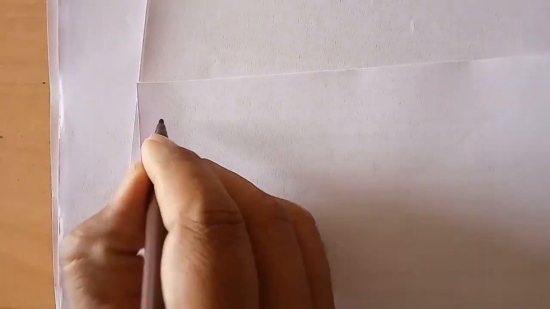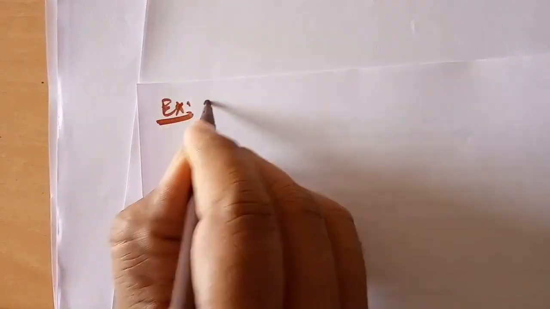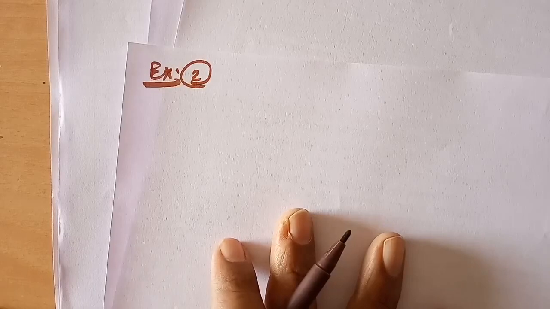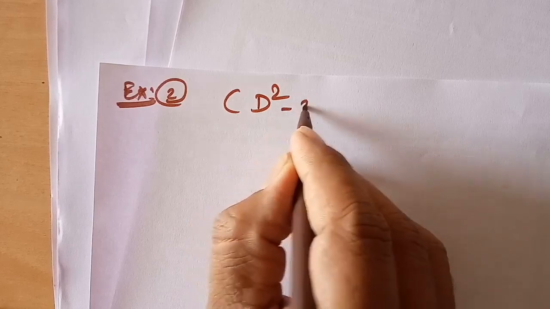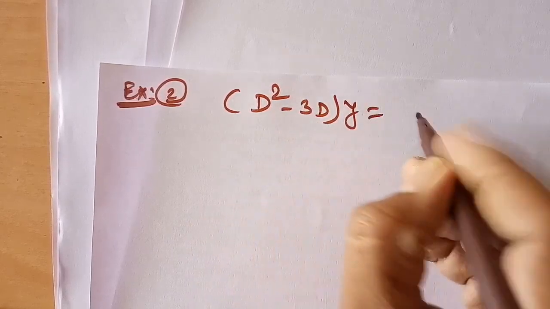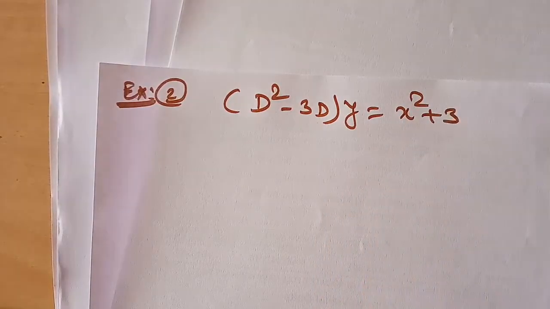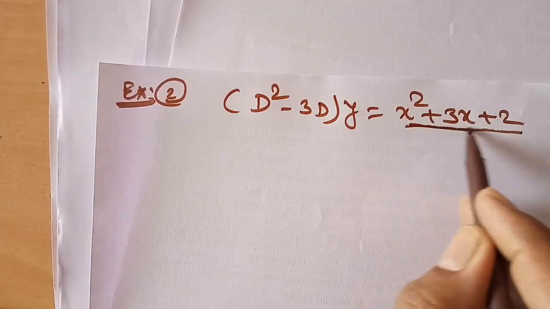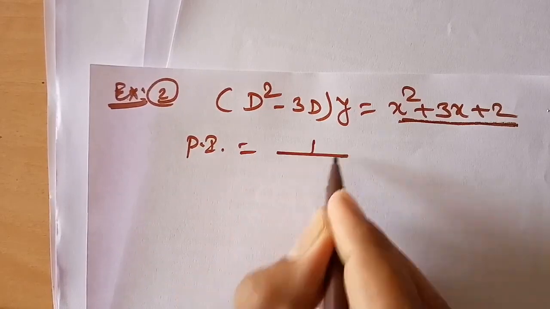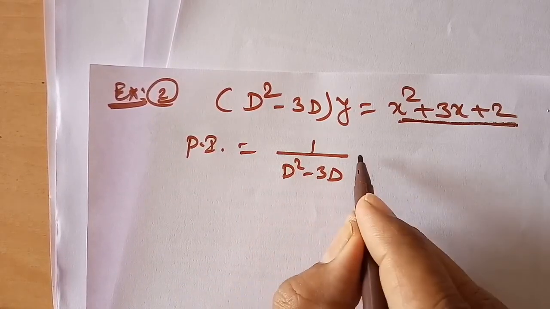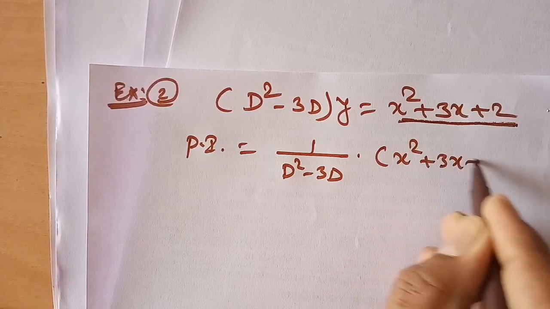Again I will take another example. Example number 2. Suppose our differential equation is D square minus 3D into y equal to x square plus 3x plus 2. This is our function and we have to find PI for this. Now we can apply the shortcut method and I will consider this total function as a polynomial function, and I will write the formula for PI is equal to 1 upon D square minus 3D into x square plus 3x plus 2.